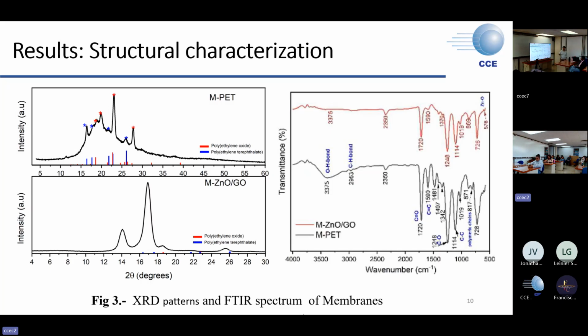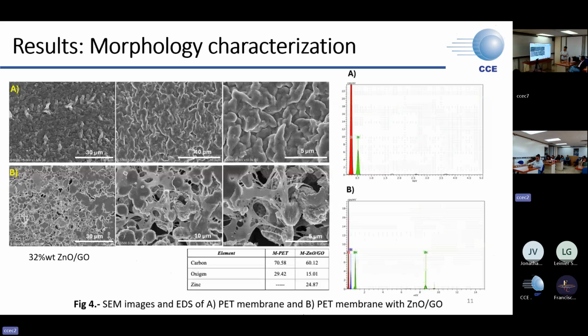We don't have big changes, only a small change here. In the previous report, we observed the peaks below this. The signals or peaks associated with graphene oxide are more or less the same as these peaks. That's what we see, more or less the same signal. This is the same for the membranes.